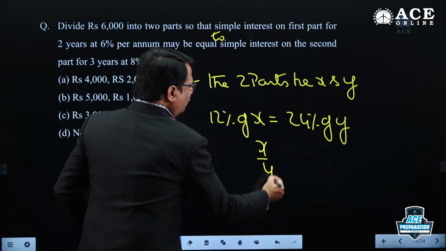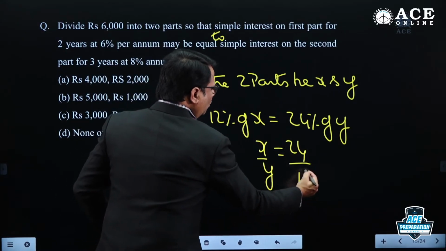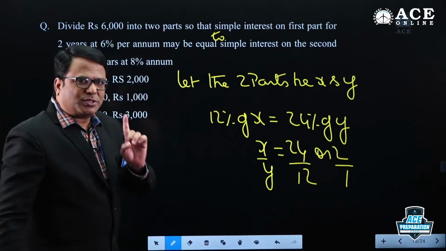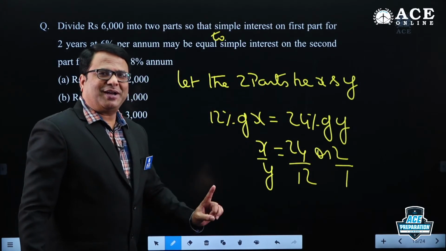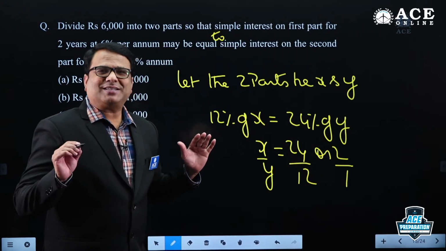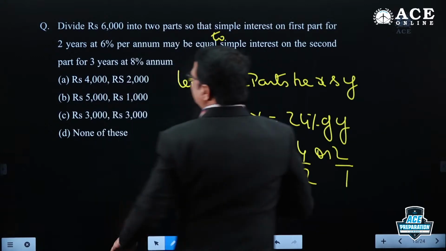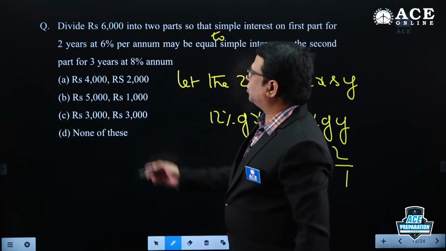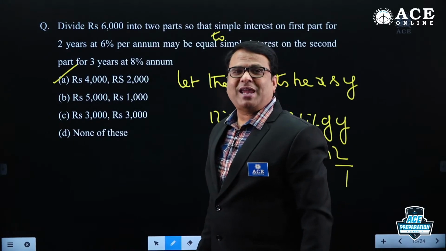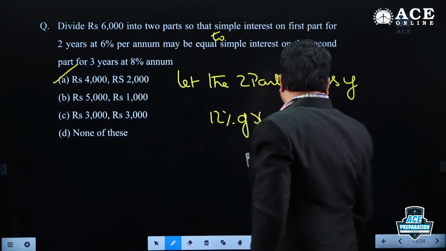Then x by y equals 24 by 12, or 2 by 1. That means 6,000 rupees should be divided in the ratio 2:1. So if you divide 6,000 in the ratio 2:1, what will be the two parts? 4,000 and 2,000. So we take the answer choice as A. Okay? Right.